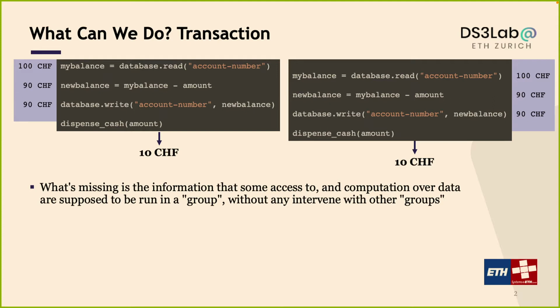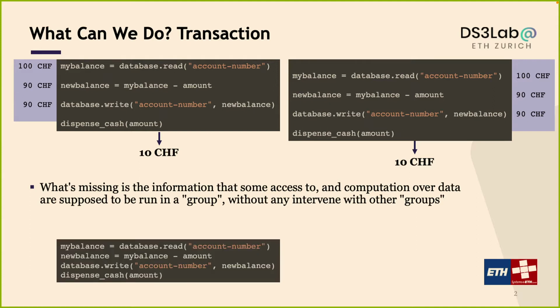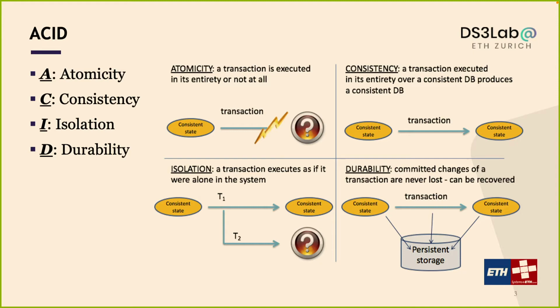What is missing here is the notion of grouping those instructions together, to tell the database that these are not independent statements. They belong to a single group. When you run this group of statements, I want you to enforce four properties: atomicity, consistency, isolation, and durability. Once we introduce this notion of a group of statements, which we call a transaction, we can formally define the contract between the system and the user.